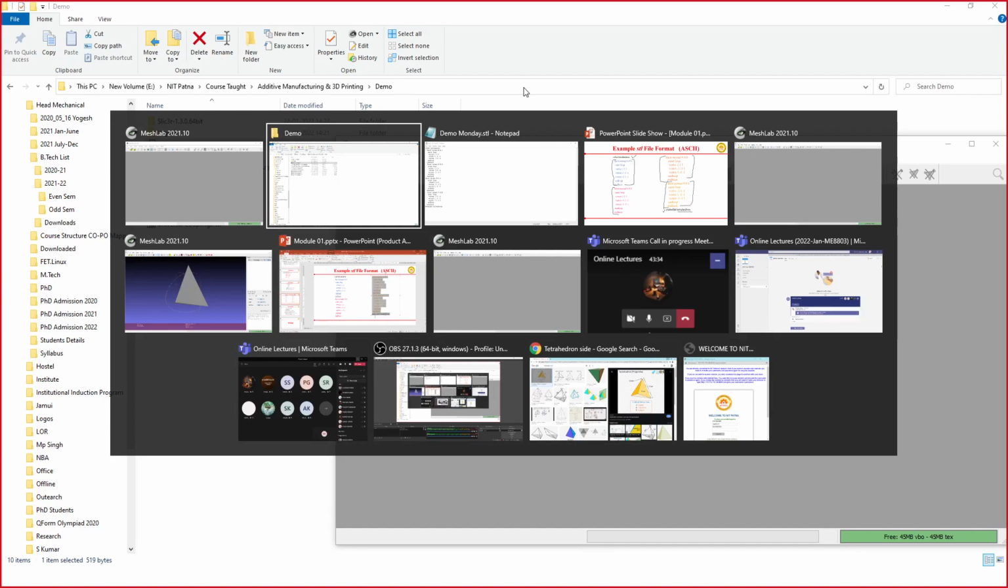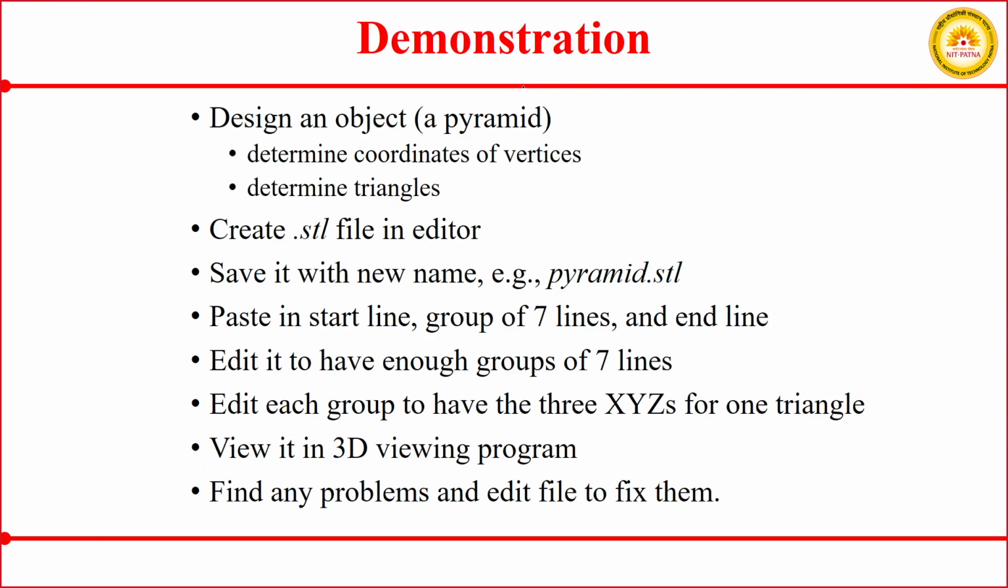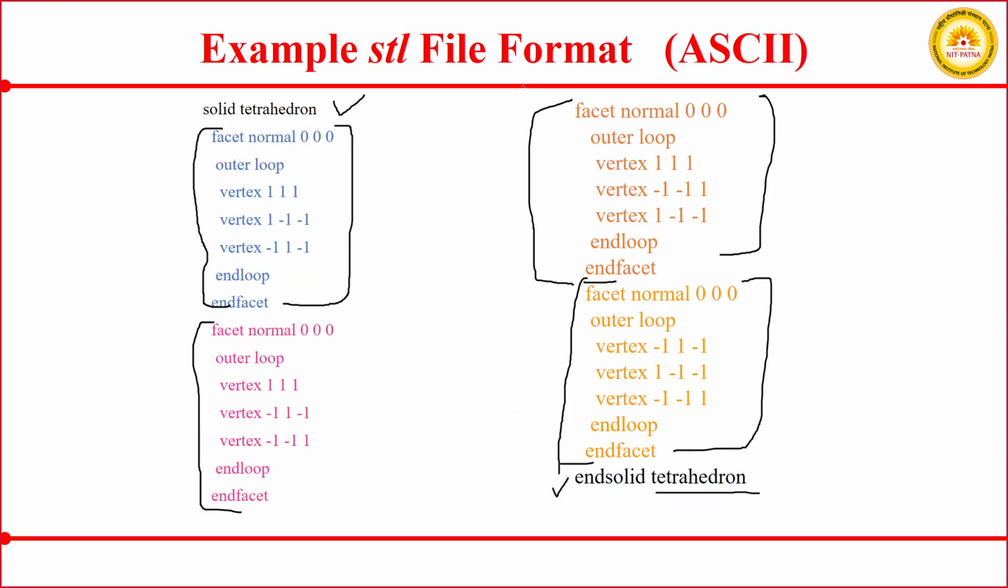Sir, in the code part, it is written that face normal 0 0 0. I think it represents the position of the coordinate axis, no? Yes, it is representing coordinates. So, sir, we can change the coordinates 0 0 0 to something else also. Yes, you try all these trial and error. I have also tried today.